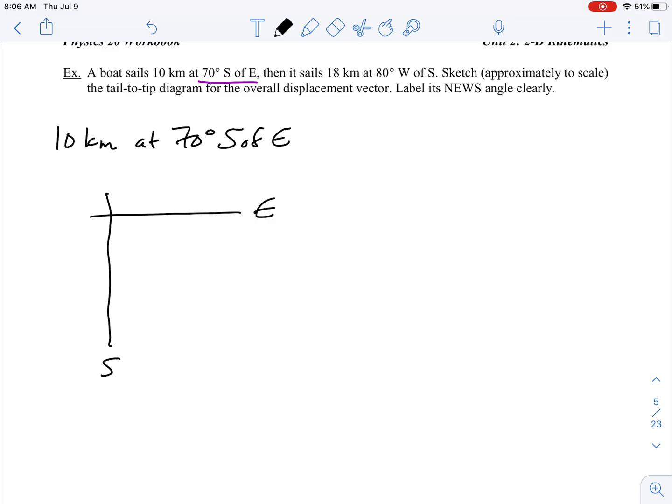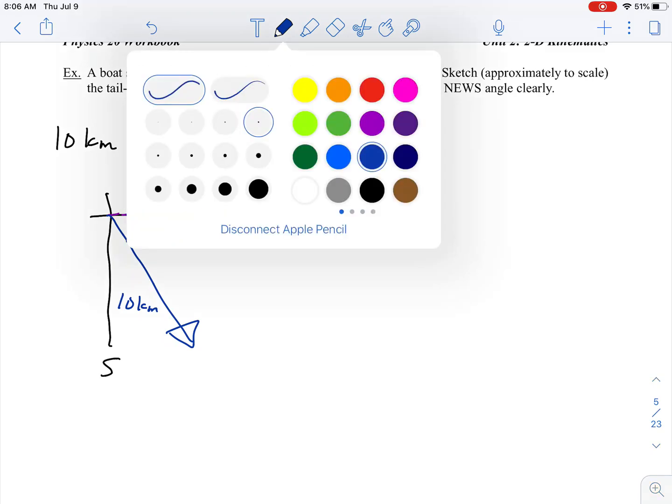And the key thing to remember here is the second letter. Remember, that is where you start your measurement. So that means that we start east. And then we're going to go 70 degrees south from there. So that would look like about this. So this would be 10 kilometers in length. And this angle right here would be 70 degrees. Starting at east, go 70 degrees south from there. Good. Okay, let's take a look at the other one.